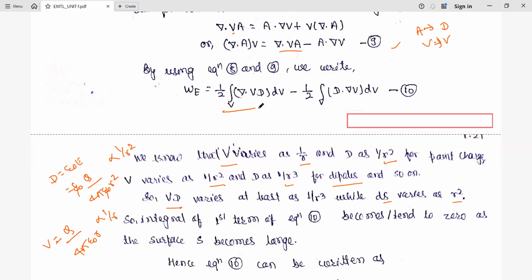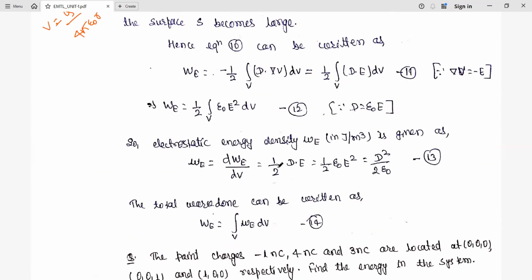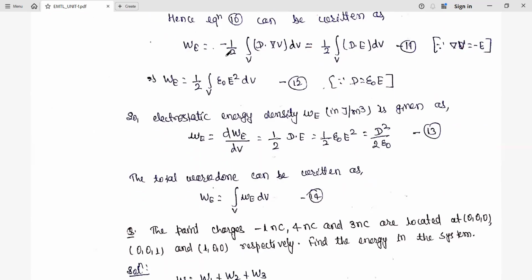Okay, this first term is going to become 0 since the surface is going to be very large. So finally, that first term becomes 0. So equation 10 can be written as W equal to minus 1 by 2 integral over the volume of D dot del V into dV. And now we already have the relation E equal to minus del V, so that value is substituted here. Minus minus becomes positive.